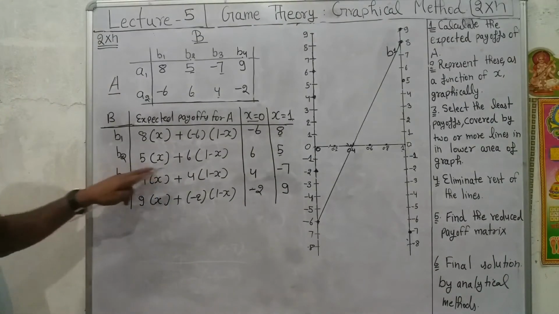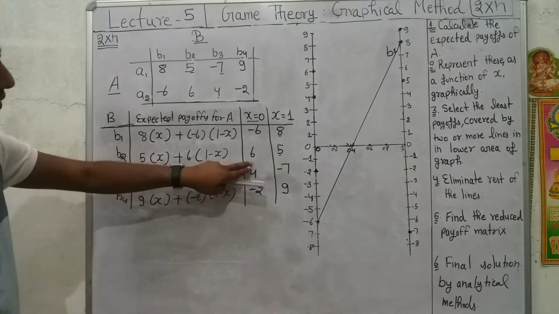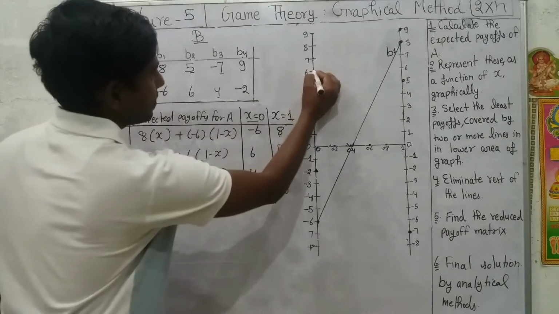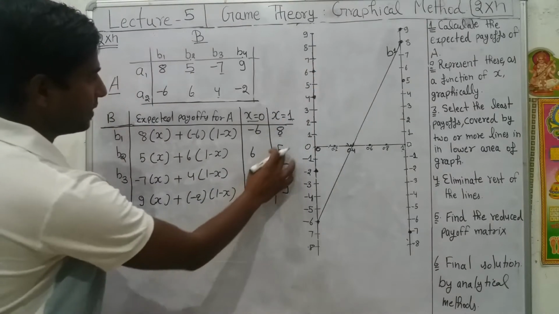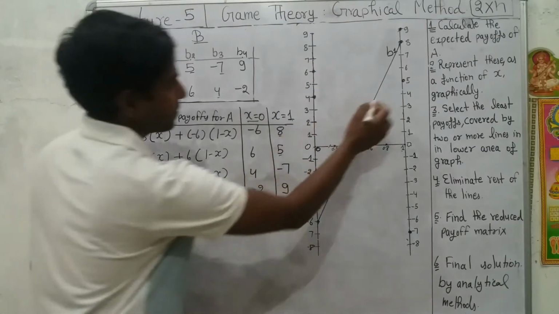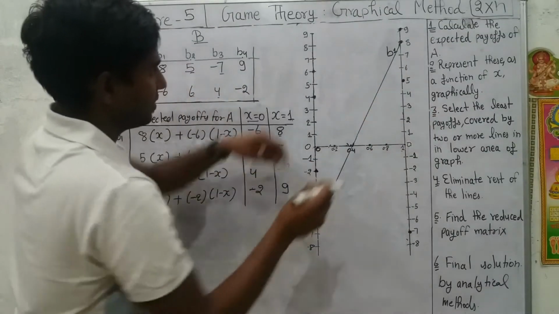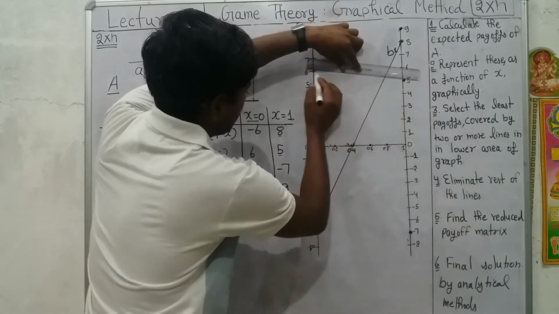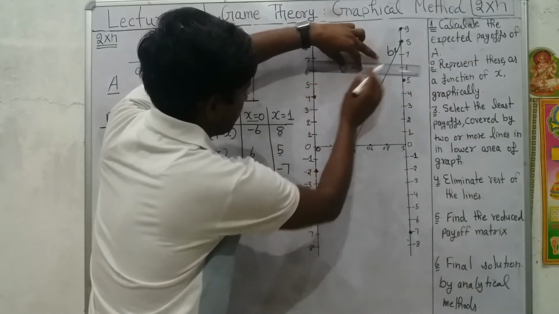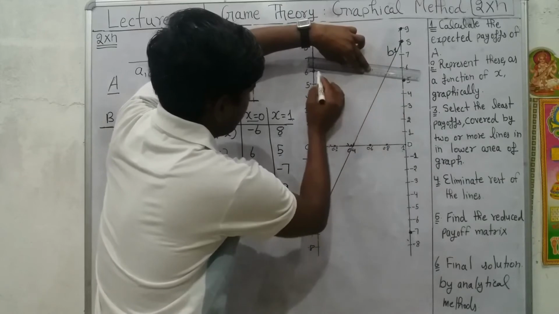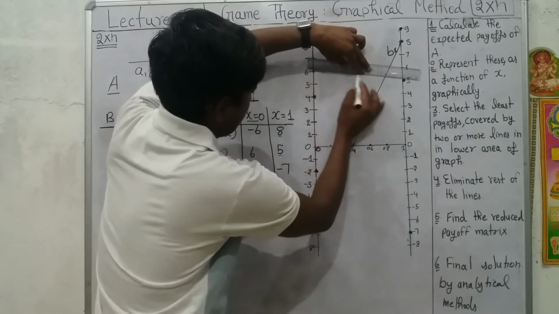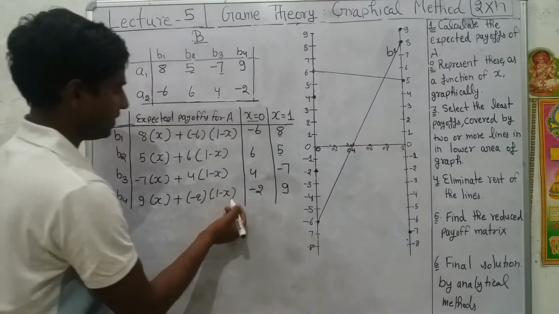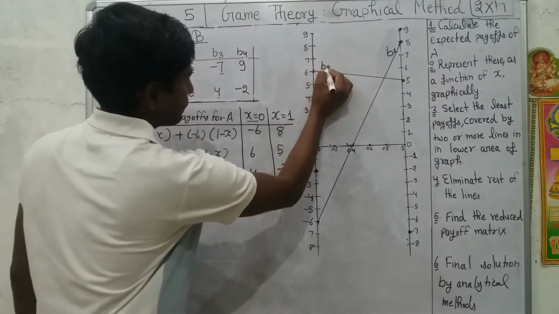For the second expected payoff, the value when x is equal to 0 is 6. So 6 is situated here, and when x is equal to 1, the value is 5. So 5 is situated here. So again we are going to join these points, and we will name it as B2.